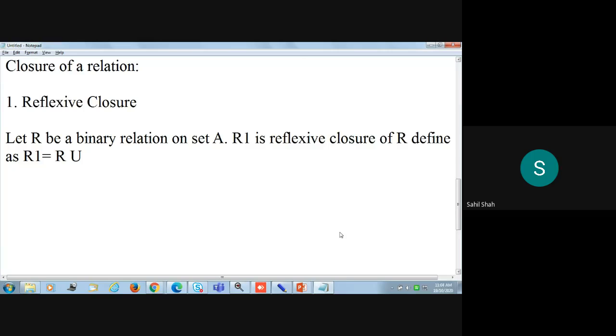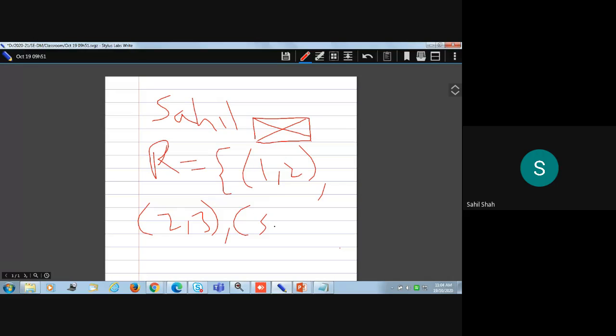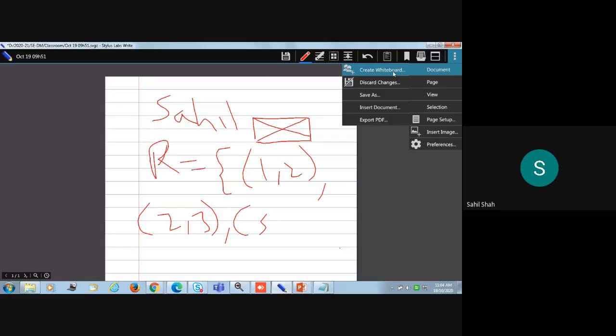how should I put that symbol? Okay, where should I put? Can I put here? Yeah, yeah, yeah. I can comfortably put here also. Whiteboard.